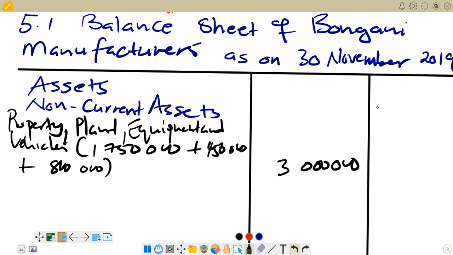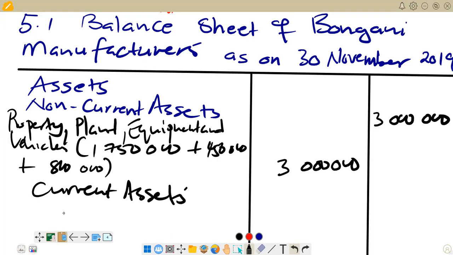assets. If we had fixed deposits in this question, we would be supposed to add them to this 3 million to get the total that we put here. But here we're just going to put our 3 million here. So this is what we have on non-current assets. And remember, the first part we said we are going to add non-current assets and current assets. So now we are on current assets.